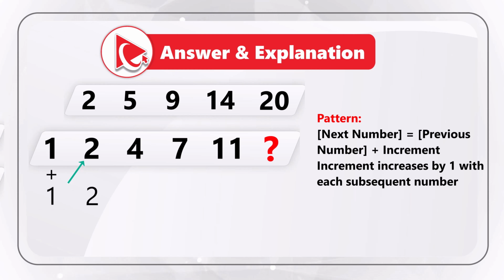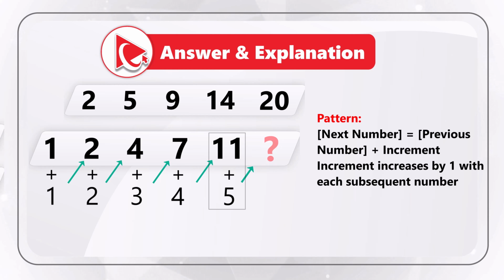Increment increases by 1, so 2 plus 2 equals 4. 4 plus 3 equals 7. 7 plus 4 equals 11. And last calculation, 11 plus 5 equals 16. So the correct answer here is choice A, 16.